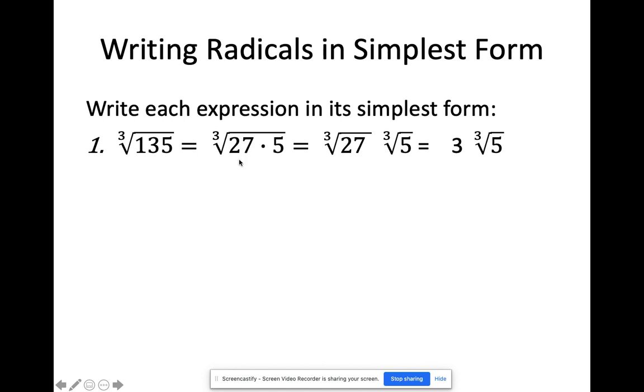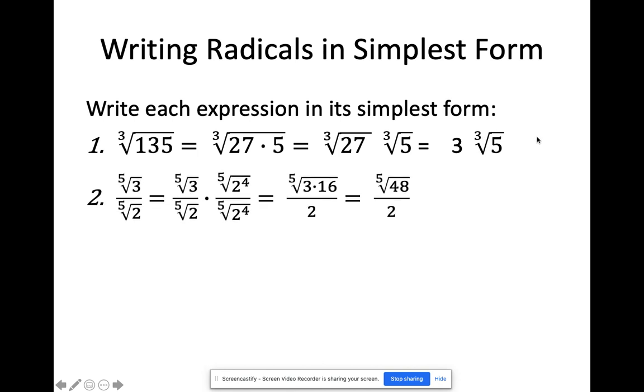Notice that 27 is a perfect cube. Now, since this is a product, I can separate them like that. Cube root of 27 is 3 right there, and then simply copy cube root of 5 because this cannot be simplified anymore. That's the simplified version. So this together is the correct answer, which is 3 times the cube root of 5.